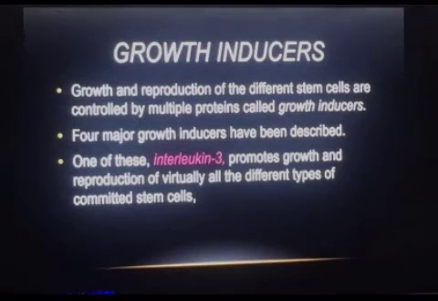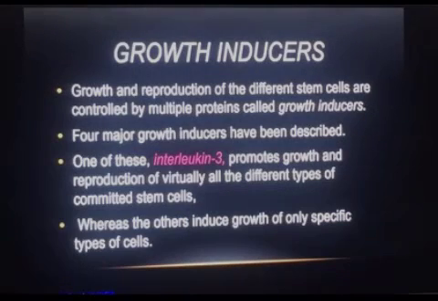One of the most important growth inducers is interleukin-3, which promotes growth and reproduction of virtually all different types of committed stem cells. Committed means those colonies of cells which are committed to the production of either white blood cells, red blood cells, or platelets. The other inducers induce growth of only a specific type of cell. Interleukin-3 is responsible for the production of all types of cells, and the rest of the three are responsible for a specific type of cell.